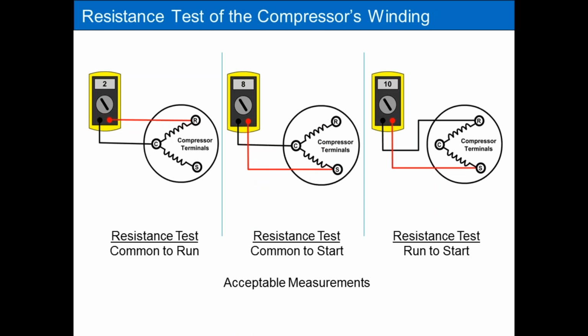What you're really looking for is not absolute numbers, but a relationship. Between common and run, that's your lowest resistance. Common to start, that's your next highest resistance. And then between run and start, you want to see the sum of the prior two resistances. So common to run plus common to start should equal run to start. That's a good relationship. If you don't have that relationship, you've got a problem inside the compressor.